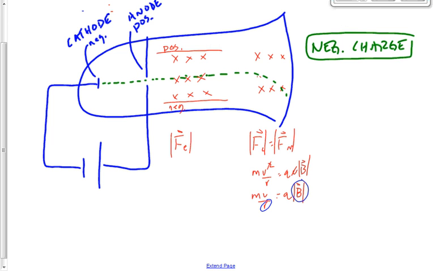Those are the ones we care about because those are the particles that go straight through and then go into this third chamber over here straight on. Okay, those are the ones that we care about. We don't care about the ones that deflect upwards or downwards. Okay, we care about the ones that go straight through. We care about the ones for which Fe is equal to Fm.